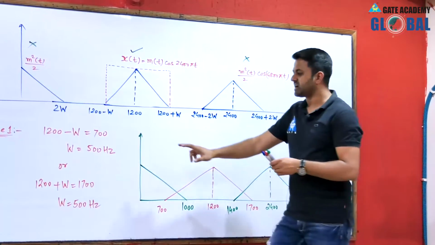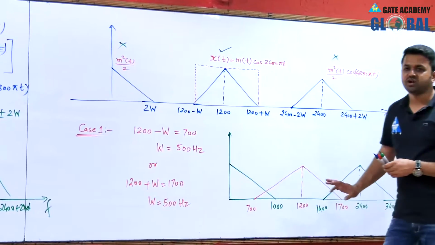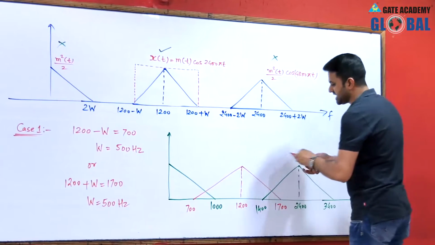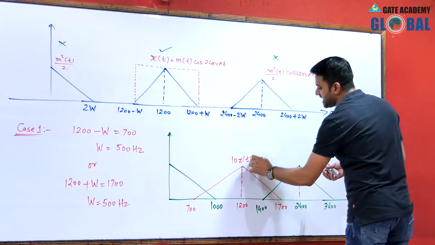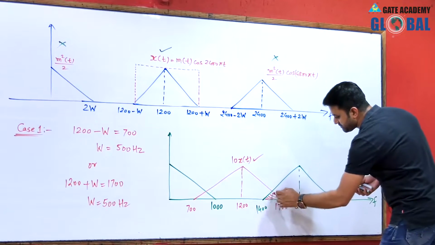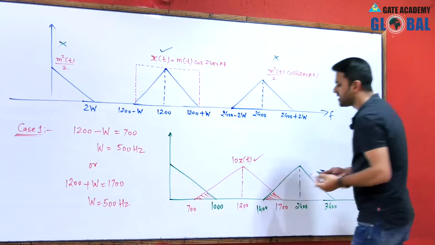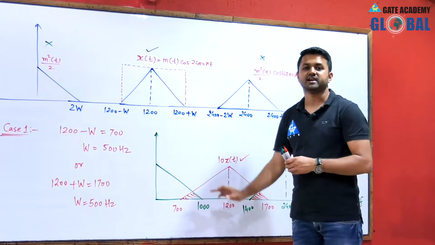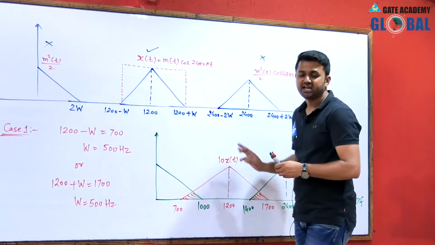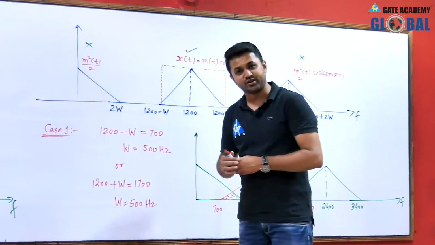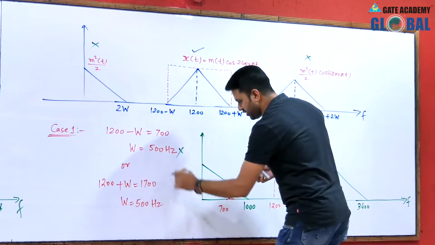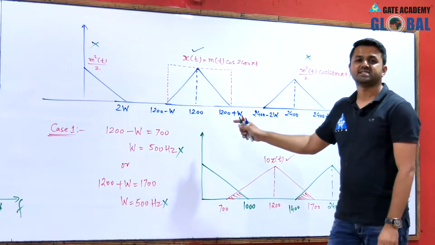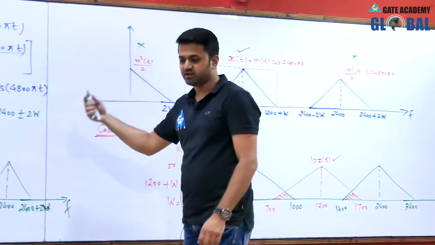So if I take W equal to 500, we are not getting exactly 10 xt, because this is the spectrum of 10 xt, but this 10 xt is distorted in this portion of the spectrum because it is overlapped with this term or this term. So we are not getting the undistorted 10 xt. That means W equal to 500 cannot be the correct answer, because if I take W equal to 500, then my signal is overlapped with the other component.